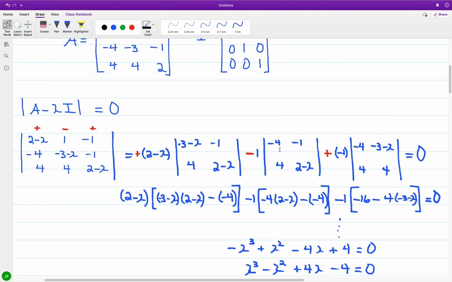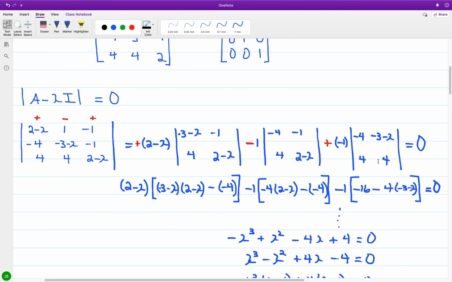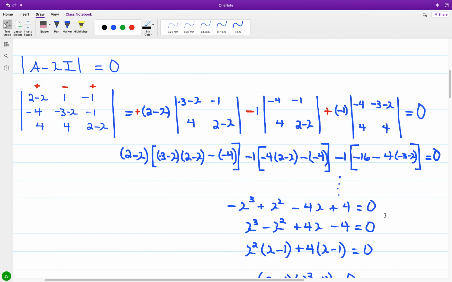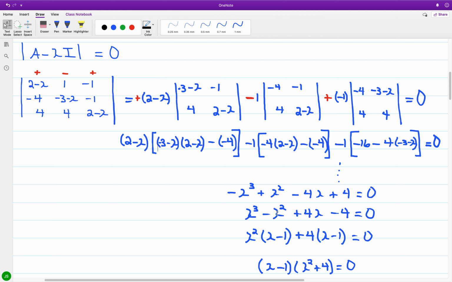Then we have minus 1 times the next 2x2 determinant, and plus negative 1. Again, we have the 2x2 diagonal products to combine, and just cutting to the chase, once you combine your elements, we have negative lambda cubed plus lambda squared minus 4 lambda plus 4 equal to 0, and just changing the signs.